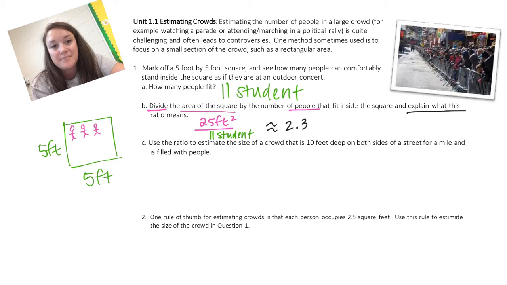And it says, what does this ratio mean? Well, we have feet squared on top and students in the denominator. So this 2.3 means that we have 2.3 square feet per student. That's how much one student would take up. So this number is telling us how much space one student takes up.